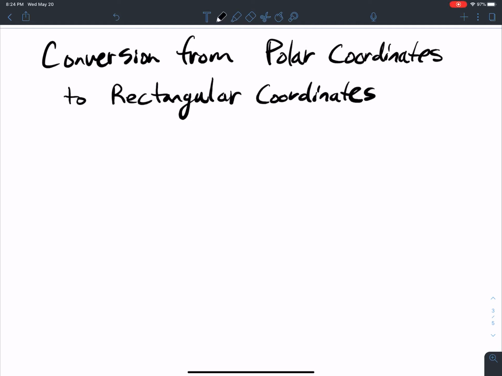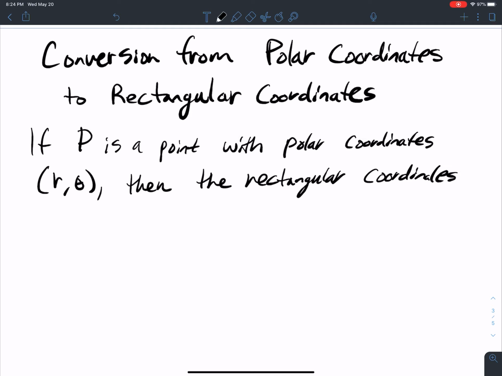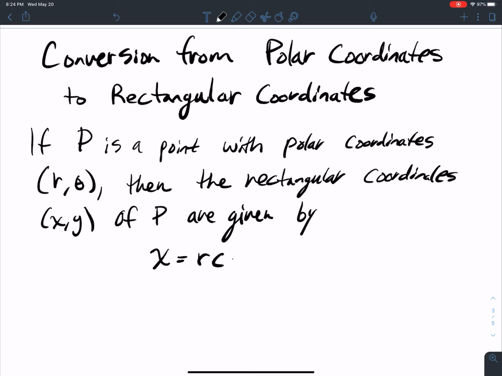So in this video, we're going to do conversions from polar coordinates to rectangular coordinates. If P is a point with polar coordinates r comma theta, then the rectangular coordinates xy of P are given by x equals r cosine theta and y equals r sine theta.